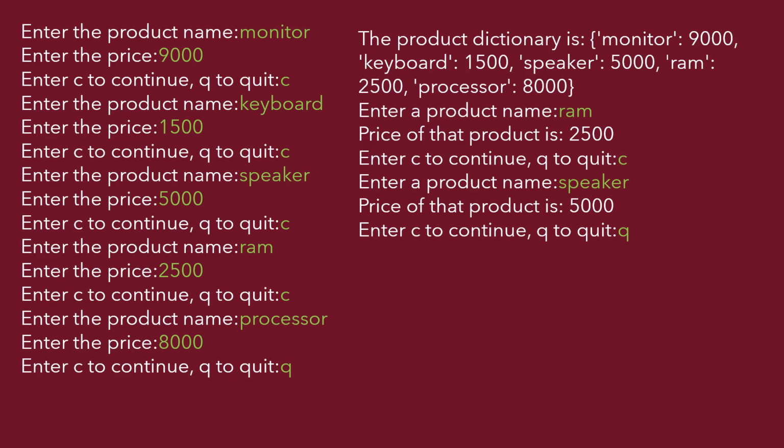Then it will show you the dictionary looking like this, having these products like monitor, keyboard, speaker, whatever you have put, those will be displayed. Now again, it will ask the user to enter a product name. Let's say the user has entered the product name, whatever name the user will enter, it will display the price of that particular product. Then again, it will ask the user to enter C or Q. If the user presses C, then it will again ask the user to enter another product name. So if the user enters the product as speaker, then it will print the price of that particular product. Like this, it will continue until the user presses Q.